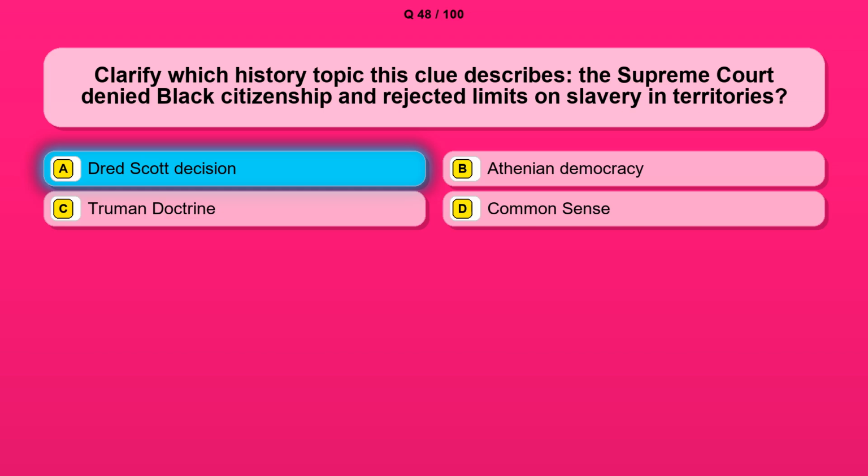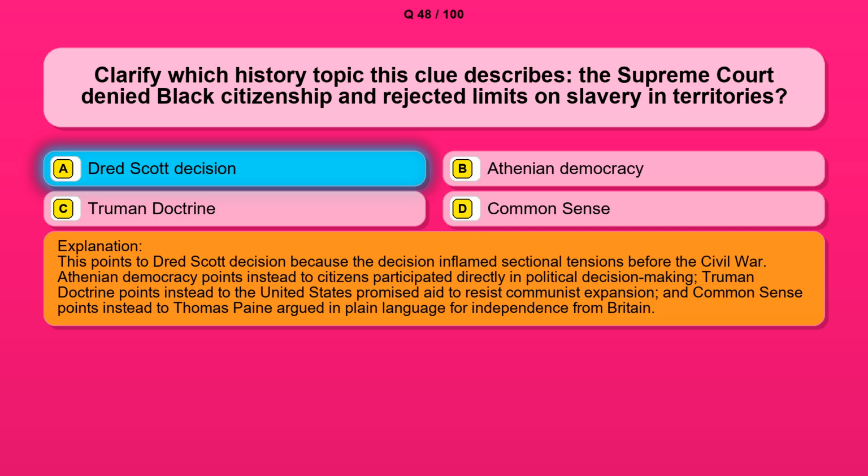The correct answer is option A, Dred Scott decision. This points to Dred Scott decision because the decision inflamed sectional tensions before the Civil War. Athenian democracy points instead to citizens participated directly in political decision-making. Truman Doctrine points instead to the United States promised aid to resist communist expansion, and common sense points instead to Thomas Paine argued in plain language for independence from Britain.